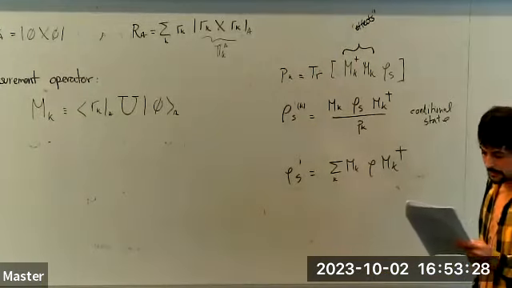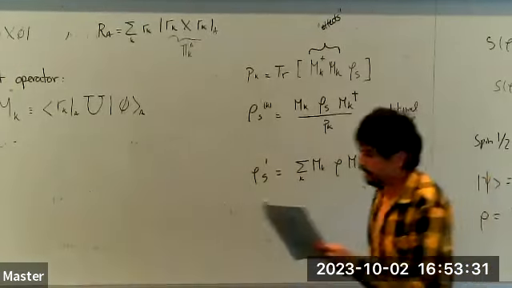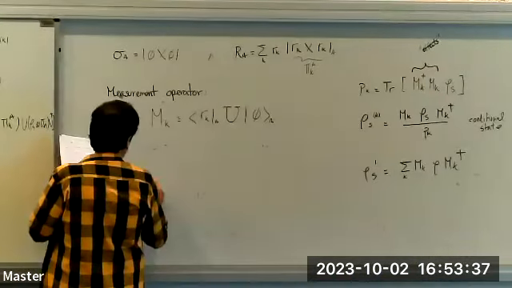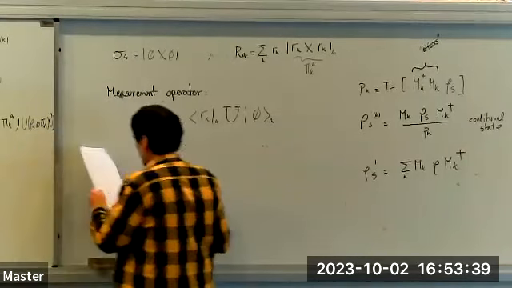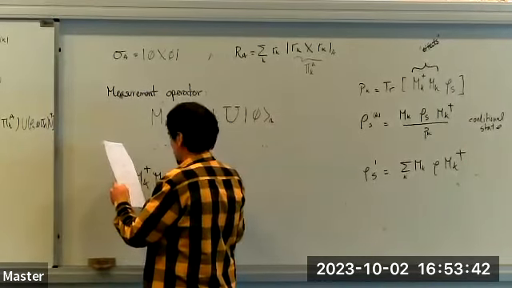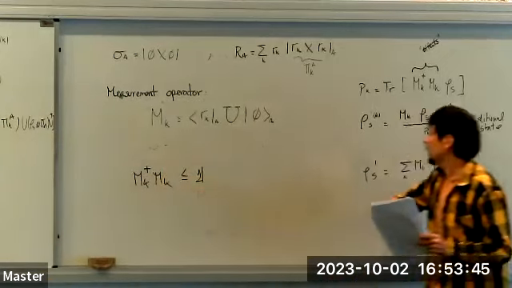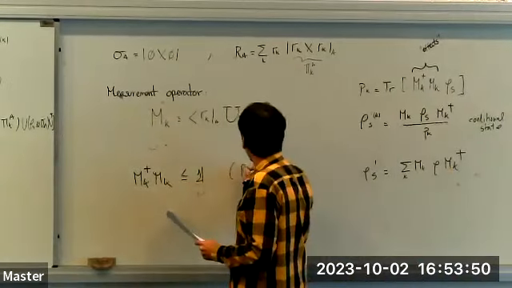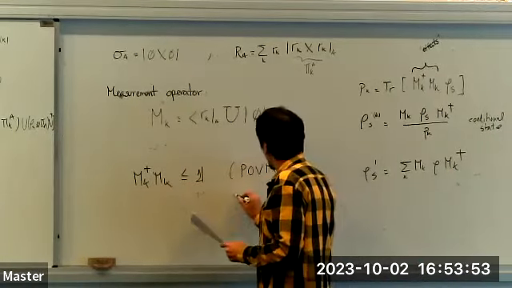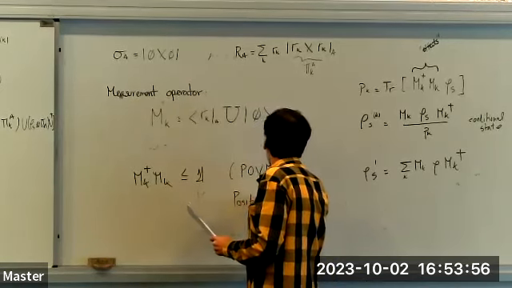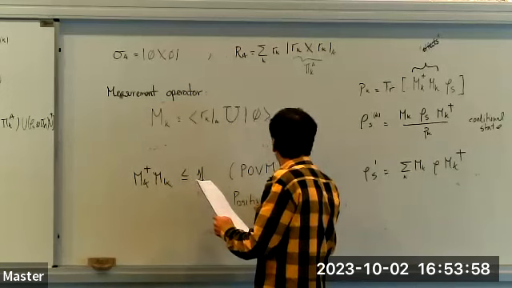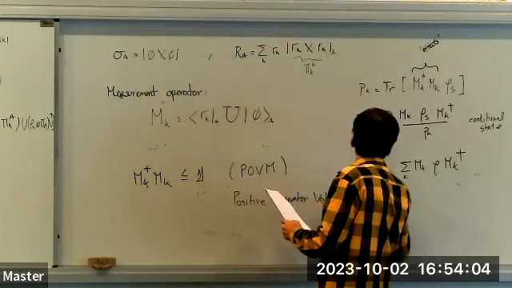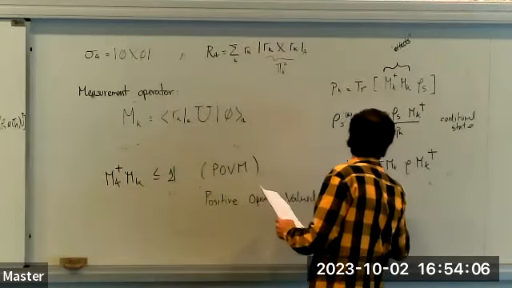They are always positive, so they fulfill this property. We have MK dagger MK, which is always less than or equal to the identity and positive definite. Those are the POVMs, which stands for positive operator valued measure.